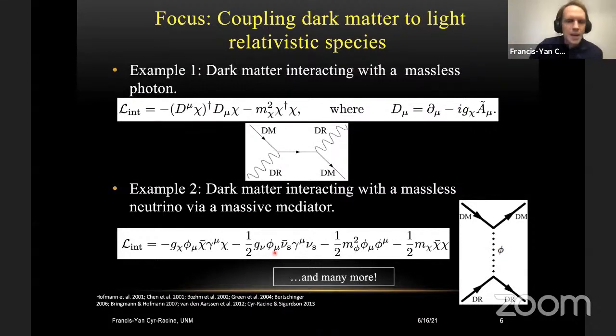Another poster child example of this is a Yukawa type of interaction, where dark matter interacts via a massive mediator with something that is very light, like a sterile neutrino or some other very light fermion, which effectively also will give dark matter some pressure via these kinds of t-channel interactions.